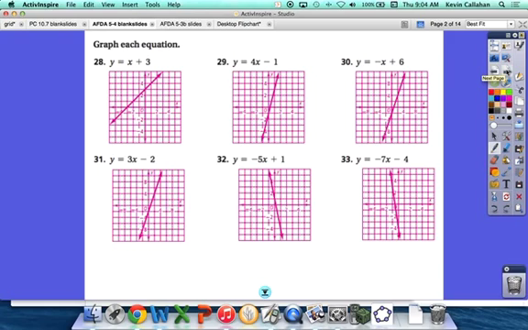So these are the graphs. Understand that the y-intercept is always the first point to plot, so the 3 is right there. And then you use the slope, which in this case was a 1, to tell you how much to go up and down, how much to go left and right.